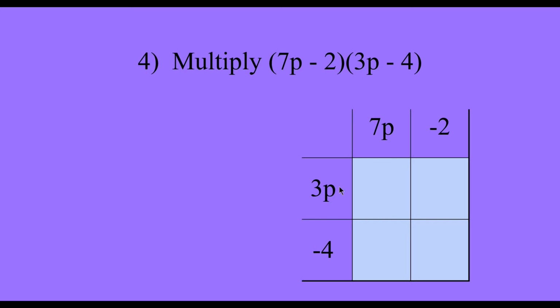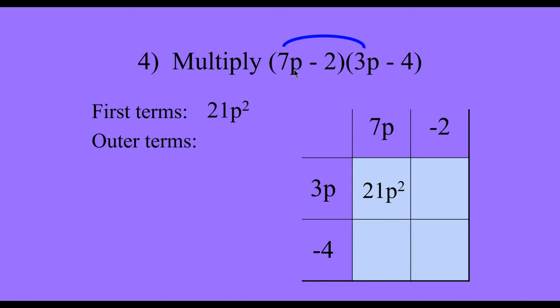Okay, this one times this one, which is going to be my first terms, and that's going to be 7p times 3p, which will give me 21p to the first times p to the first, p squared. And then I'm going to do 7p times negative 4, which is going to be my outside term. 7p times negative 4 is going to give me negative 28p.